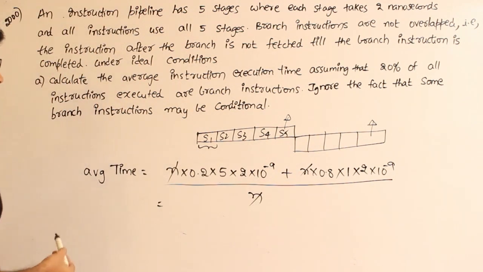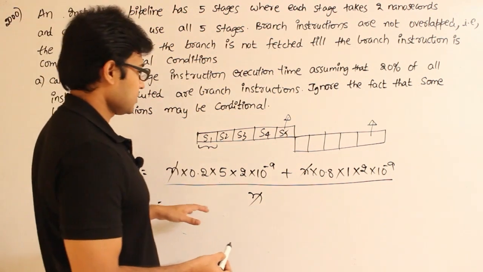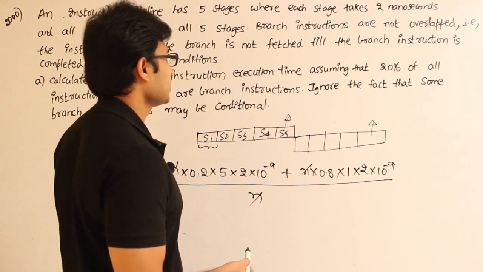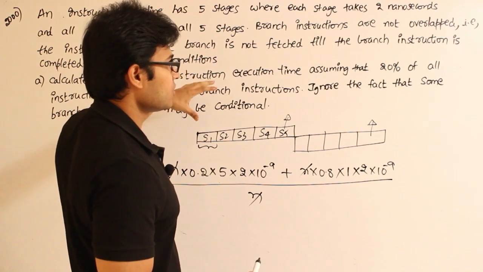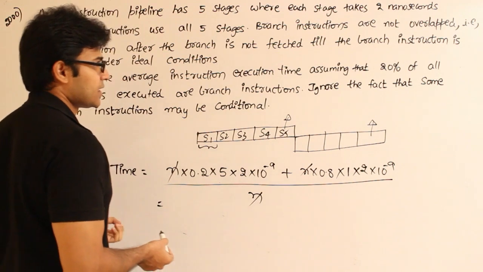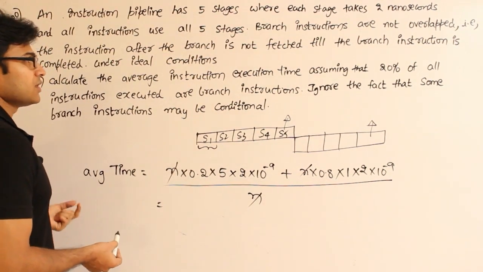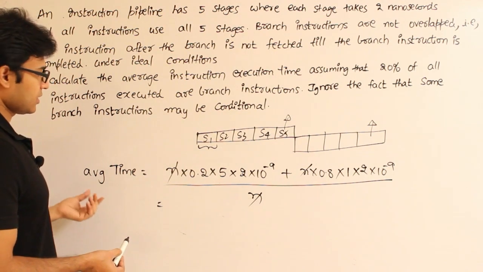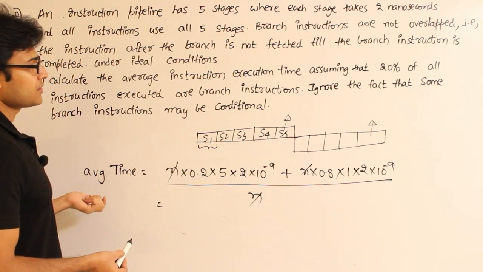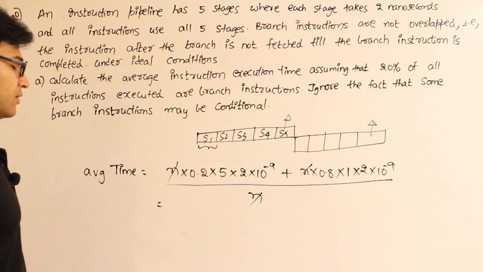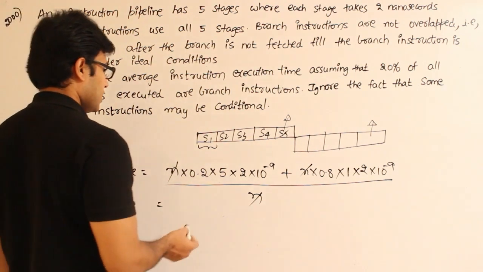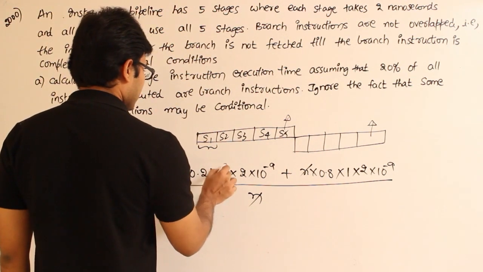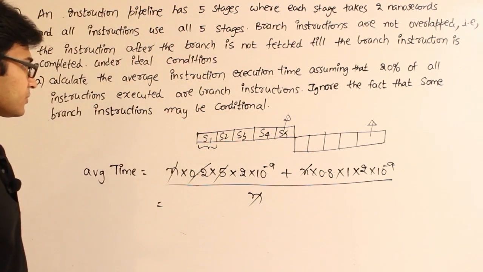And I think you can do the remaining. You can just do the math and find out how much it is. So that is the average instruction execution time. It will be roughly more than 2 nanoseconds. In general, if you don't have any branches, then you get out one instruction every 2 nanoseconds, and so the average execution time will be 2 nanoseconds. But because there are these branch instructions, it has to be roughly more than that. So if you want to find it out, 5 into 0.2 is 1, right?